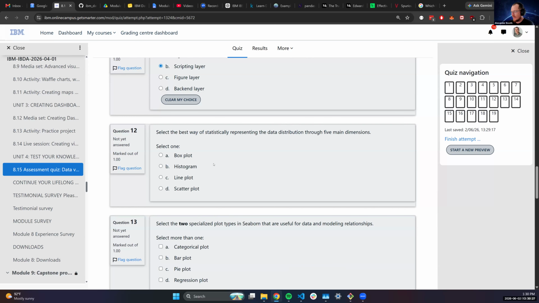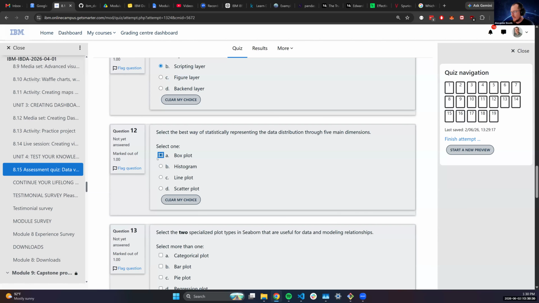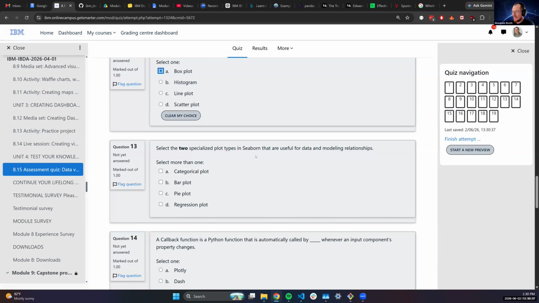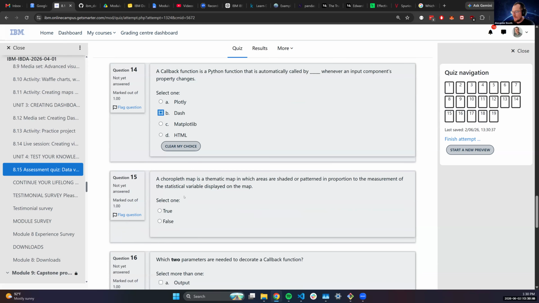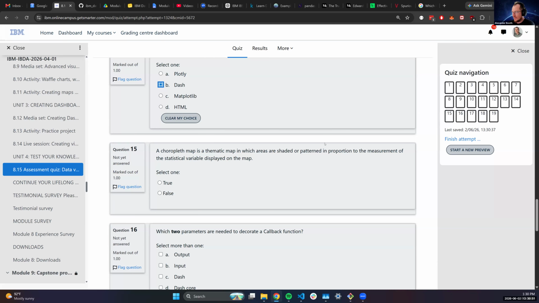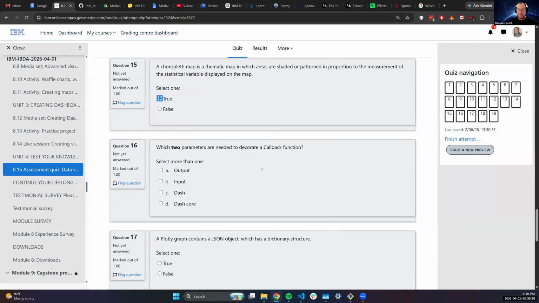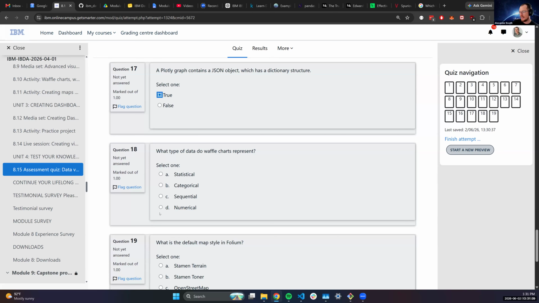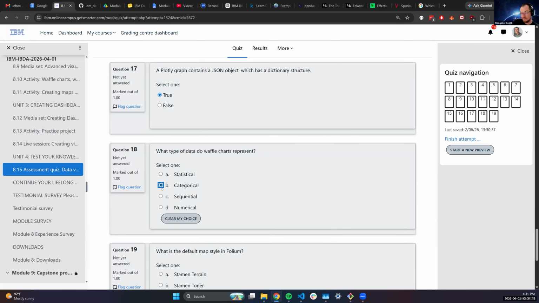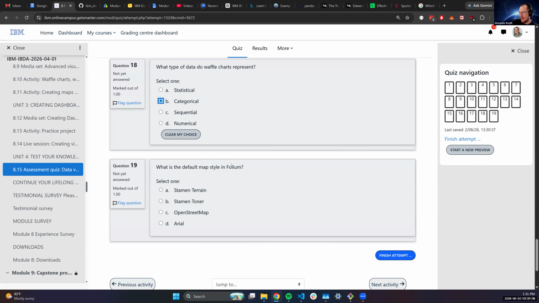How would you look at data distribution through five main dimensions? A box plot, probably. I would do box plot there. Two Seaborn plots: you've got a regression plot and you've got a cat plot. Python callback, there's like our Dash thing, called by Dash whenever something changes. A map shows different shaded areas. That is true. What do we need to decorate? The callback function, the input and output. Plotly graph contains JSON, which has a dictionary structure. True. Waffle charts represent categorical data, and the default map type is OpenStreetMap.